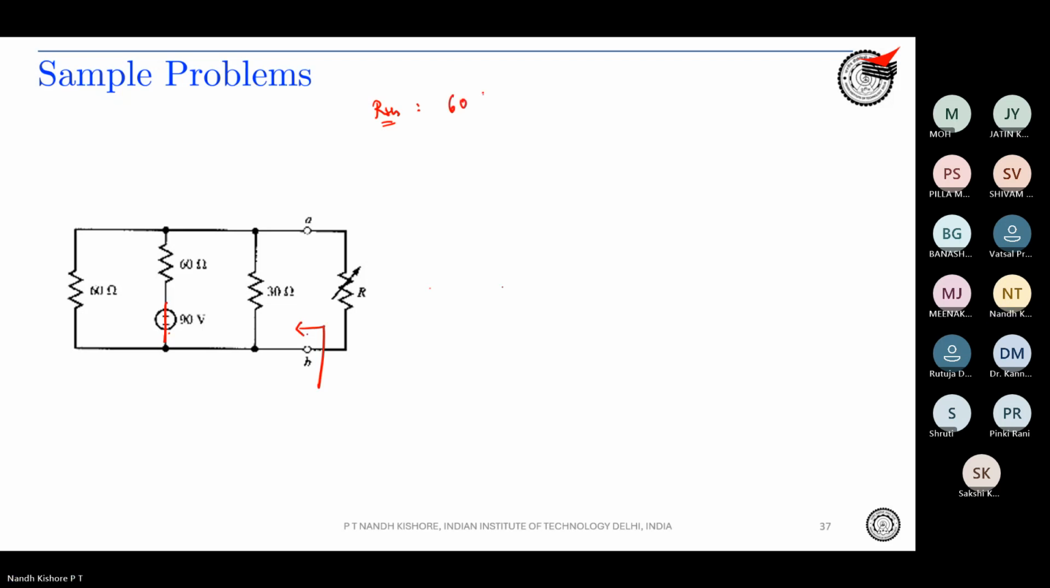60 parallel to 60 parallel to 30. How much is this? 60 parallel 60 ohm is 30. So 30 parallel 30 is going to be 15. 15 ohm. Correct? Yes, sir. So this is pretty simple.